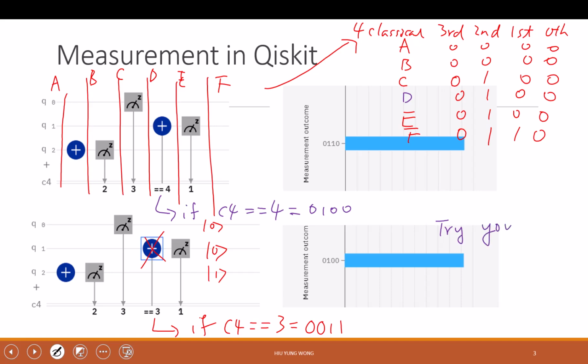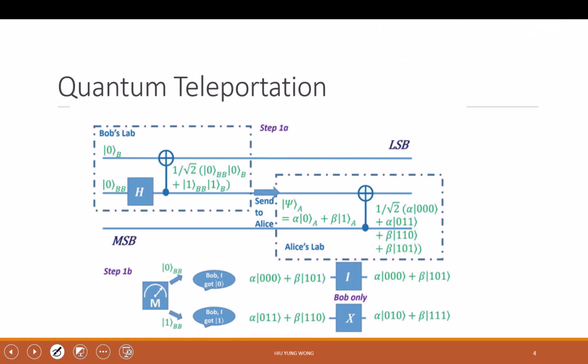But here I introduce you to conditional operation in Qiskit. Okay. Then why do I want to do that? Because I want to discuss how to implement quantum teleportation in Qiskit. Right? So if you remember, you probably don't.